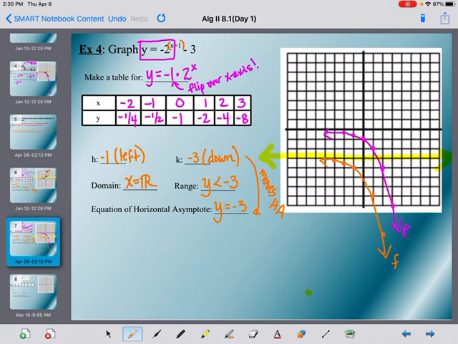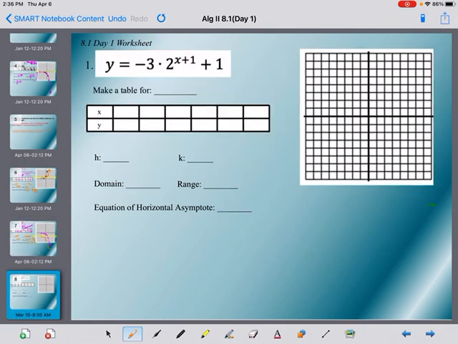So now please grab your 8.1 day 1 worksheet. You can see that you just have 4 graphs that you're going to make, and you are going to do the exact same thing on these 4 graphs that we've been doing in our notes today. So if we take a look at the first one here, we're going to graph y equals -3 times 2 to the x plus 1, plus 1.